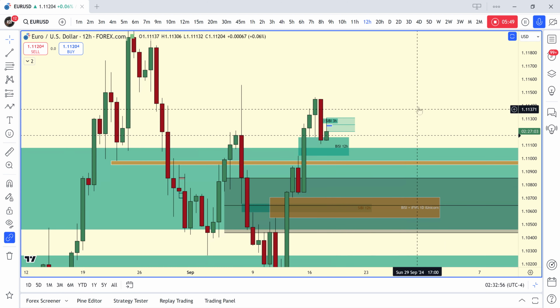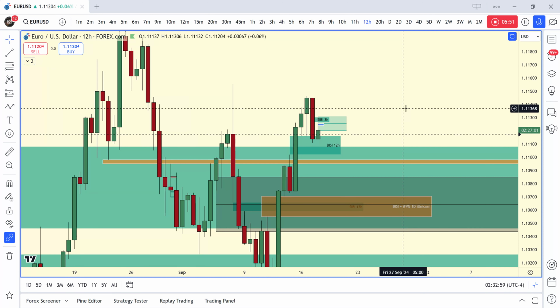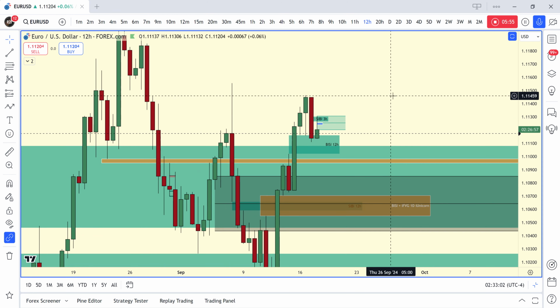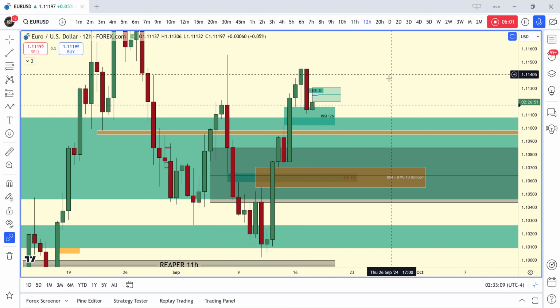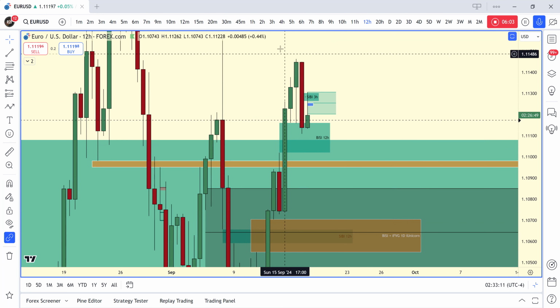But for now, I think we can get a bit of retracement. Wait for some news during New York, right? During that volatility in order to move higher. That's the narrative I'm thinking of. If it doesn't work out, that's fine.